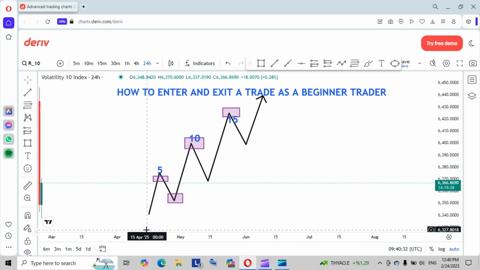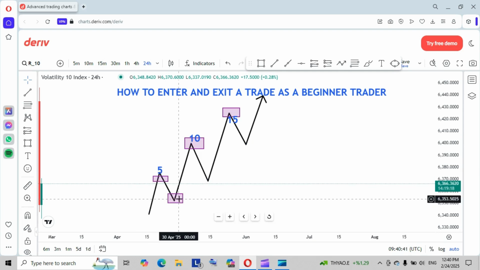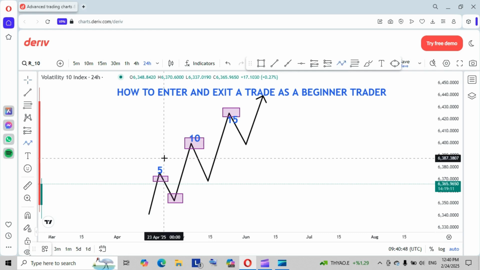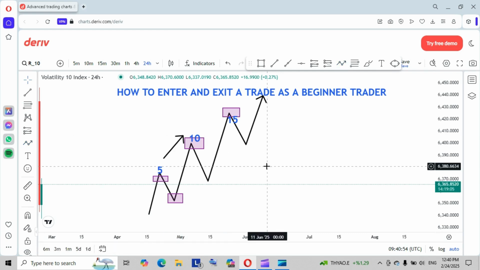So the buyers were able to push this price towards $5. Then later the sellers push the price down. After that, the buyers enter the market again when the sellers are tired, and they push up again. They push the price from $5 to $10. It means the strength of the buyers is increasing.